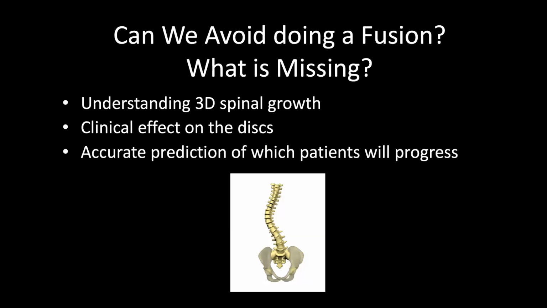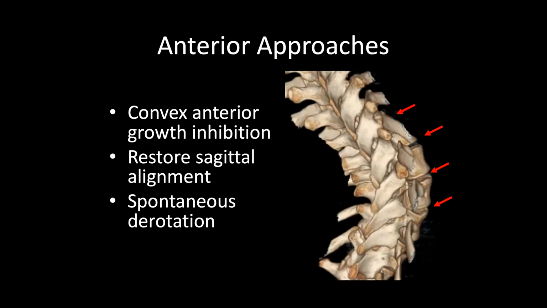It was all about fusion, but can we avoid doing a fusion? What's missing here? The holy grail of deformity surgery is trying to correct a deformity without a fusion. Well, we understand 3D spinal growth. We're trying to work out what happens to the discs, and we do have an accurate prediction of who's going to actually progress. What about going back to the anterior approach? That's where the money is.